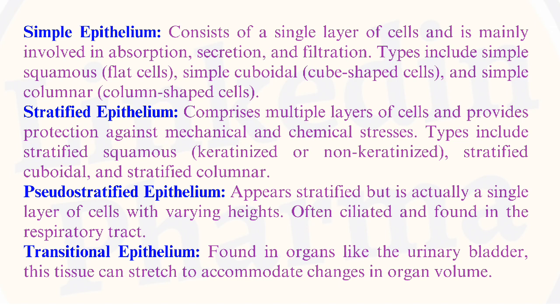Pseudostratified epithelium appears stratified but is actually a single layer of cells with varying heights. Often ciliated and found in the respiratory tract. Transitional epithelium, found in organs like the urinary bladder, this tissue can stretch to accommodate changes in organ volume.